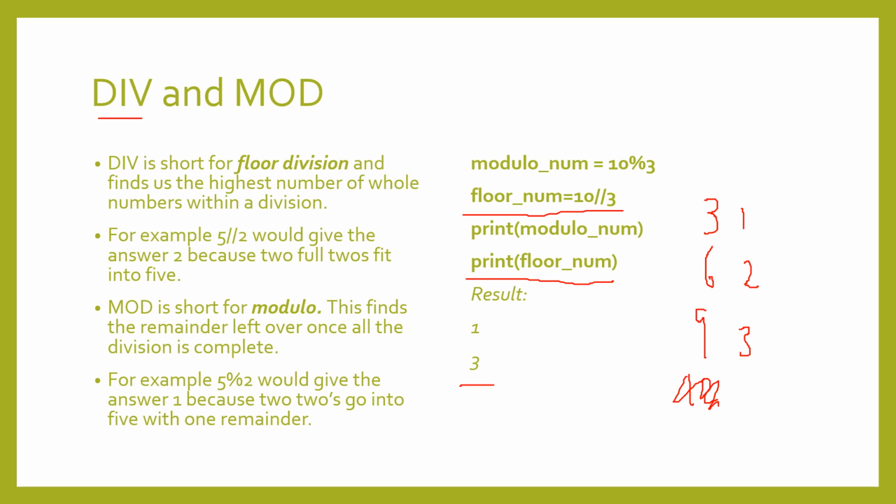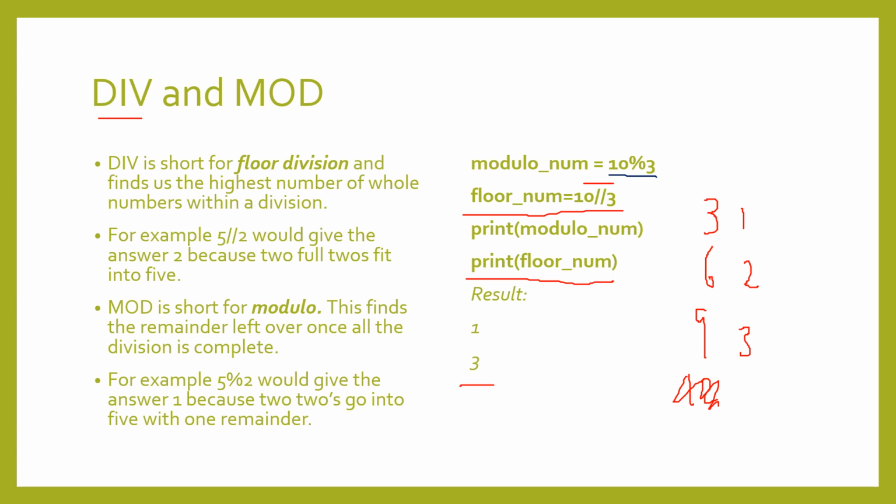Now the next one is called modulo or mod, and it's the other side of this. So when we do modulo, it basically finds us the remainder. So here's how we actually run modulo. Look, it's with the percentage sign, that's how we do it. With div, it's just 2 slashes like that. When we run modulo, all it does is it finds the remainder.